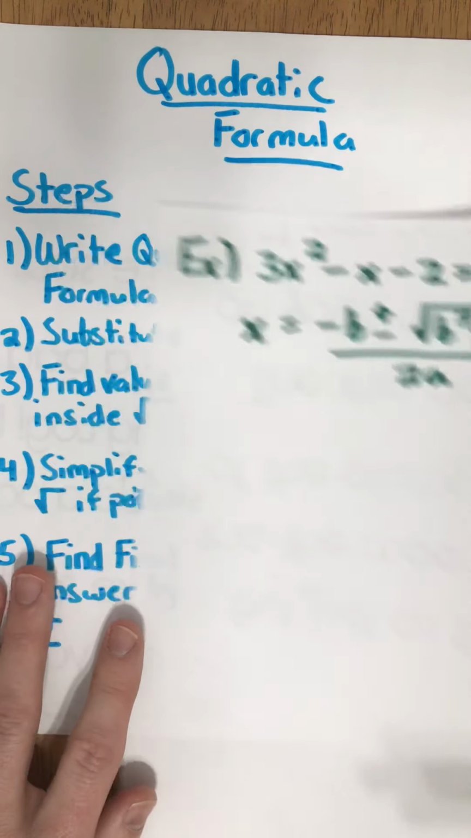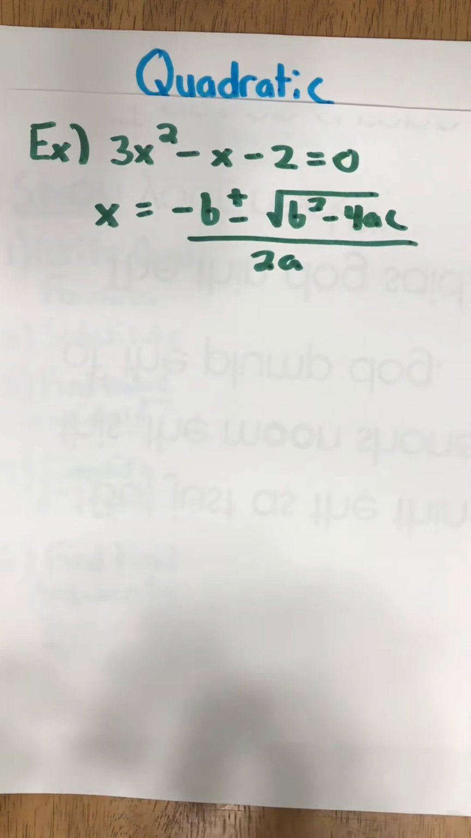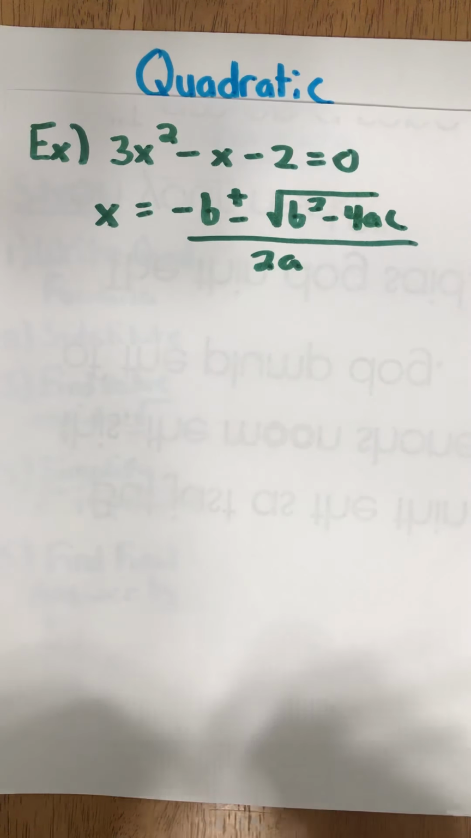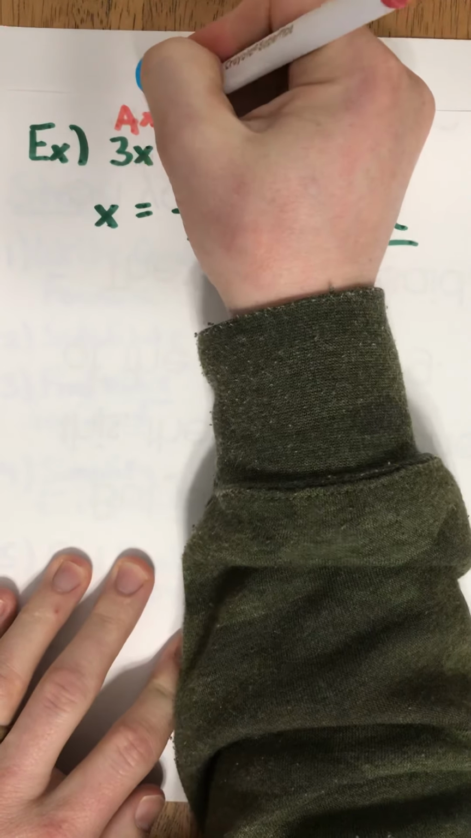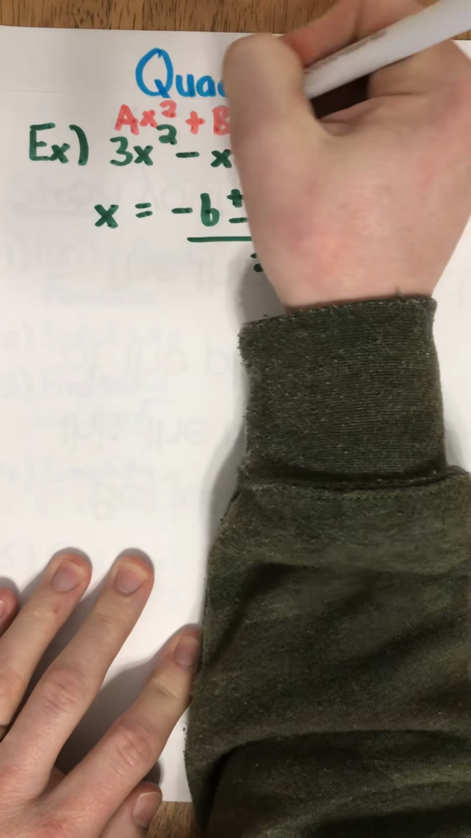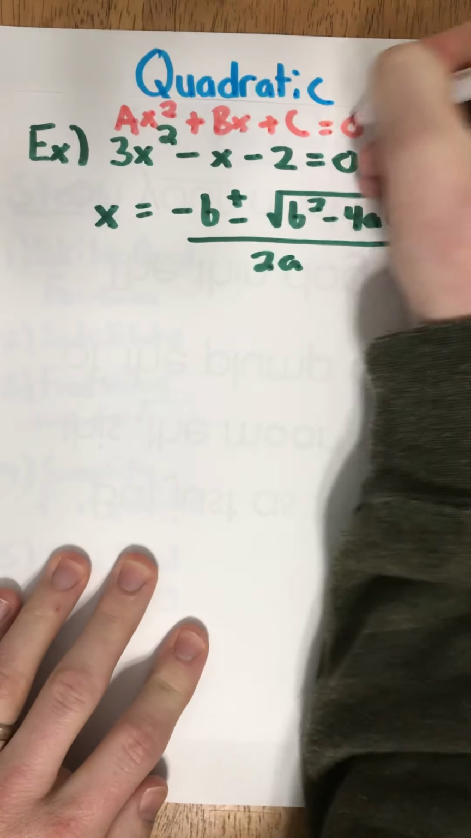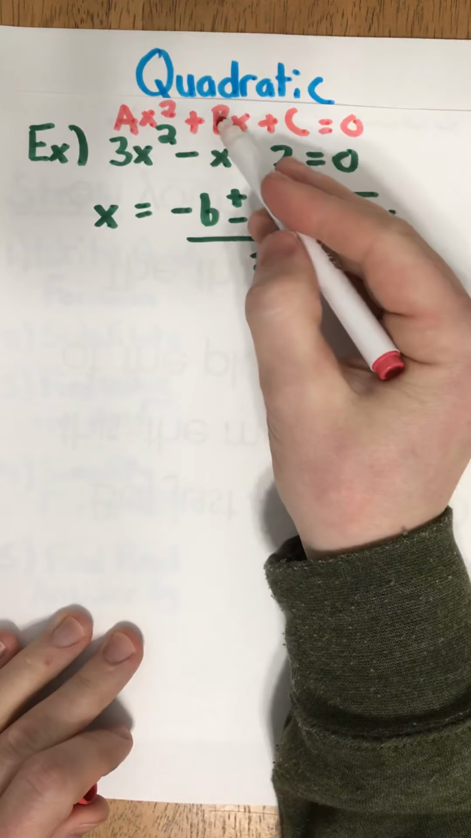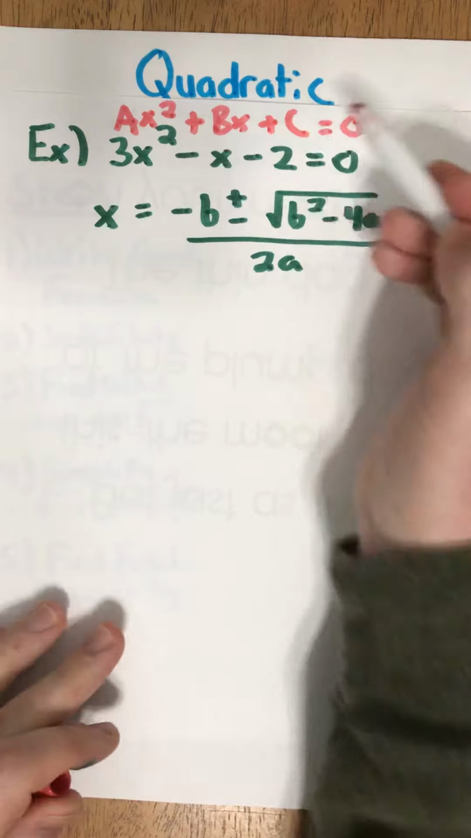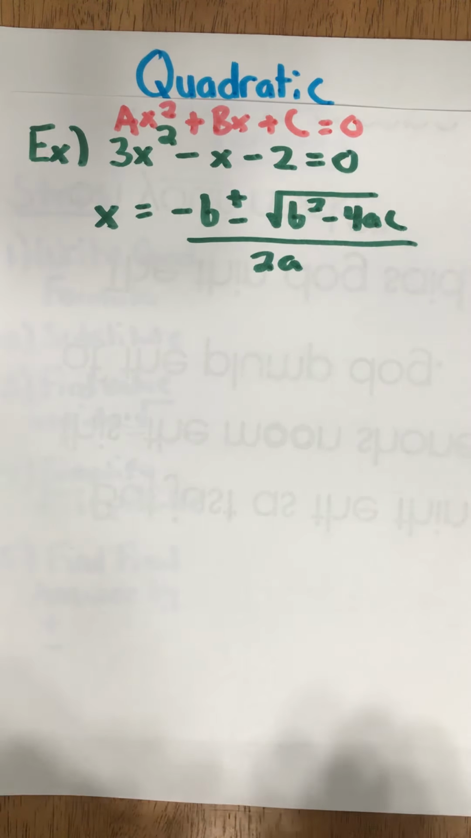All right, step two, we're going to substitute. That means we're going to substitute in our a, our b, and our c. Now, once you've done this for a while, you probably don't need to do this part right here. But just to show you where they're coming from, I'm going to write our standard form above the example here: ax squared plus bx plus c is equal to 0. So this is saying that my a is 3, my b is negative 1, and my c is negative 2. So I'm going to substitute those values in.